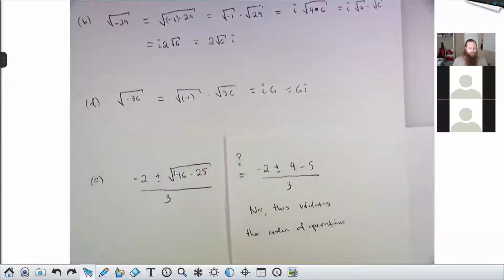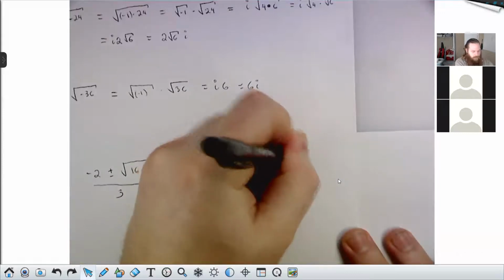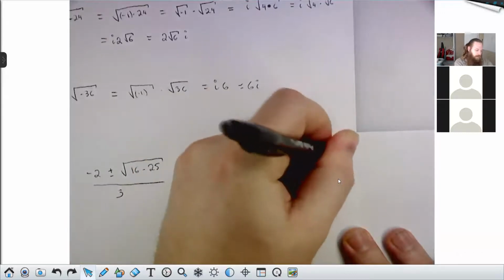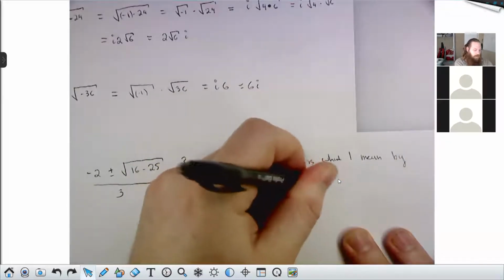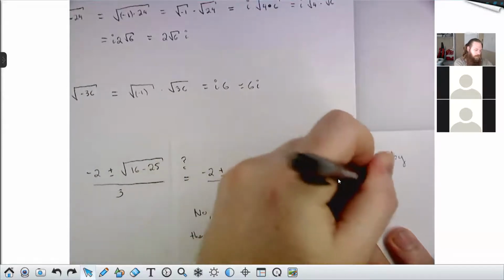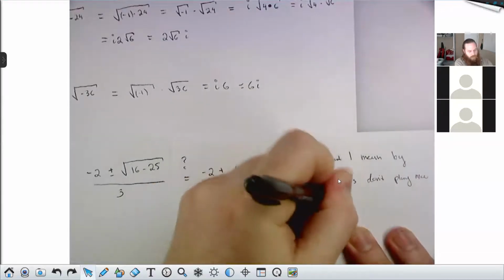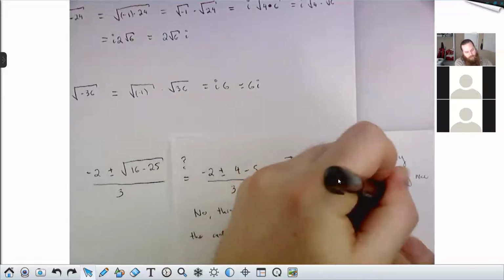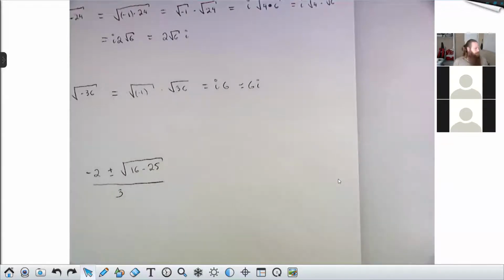In other words, when I said up here that square roots play nice with multiplication, but don't play nice with addition or subtraction, this is exactly what I mean. Okay, so we don't want to do that.